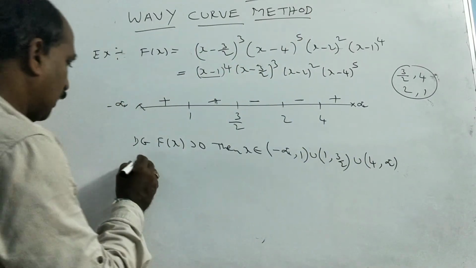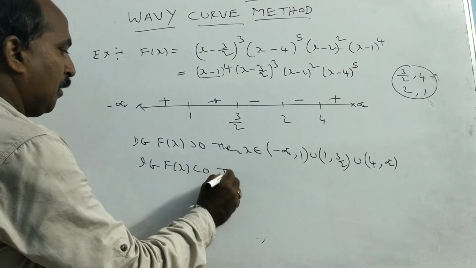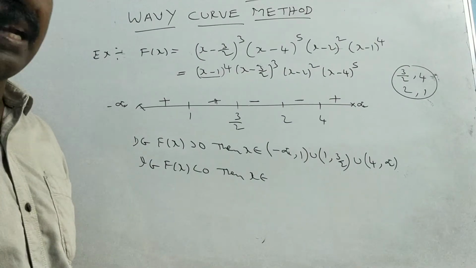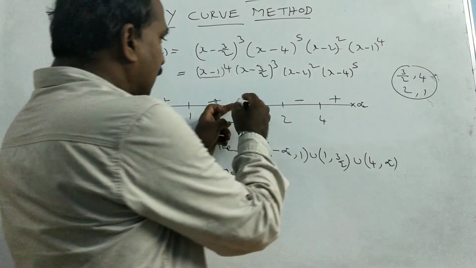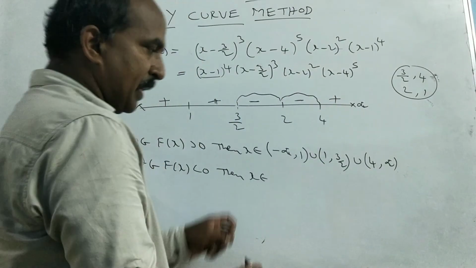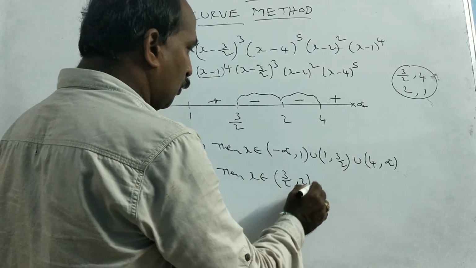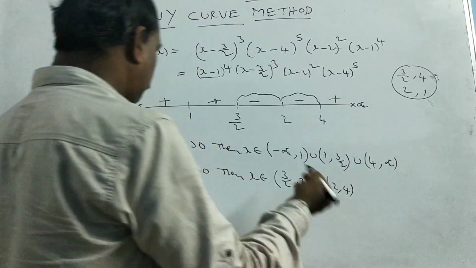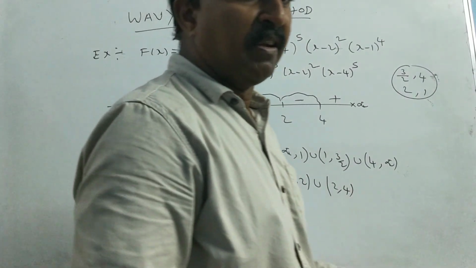If f of x is negative, then x is the union of all intervals which contain negative sign. These two intervals contain negative sign. So x belongs to open interval 3 by 2 to 2, union 2 to 4. This is the wavy curve method.